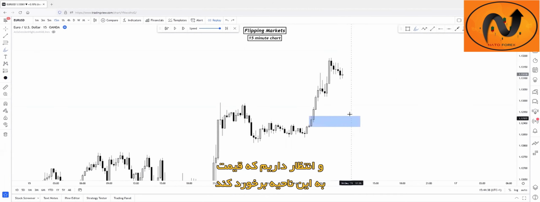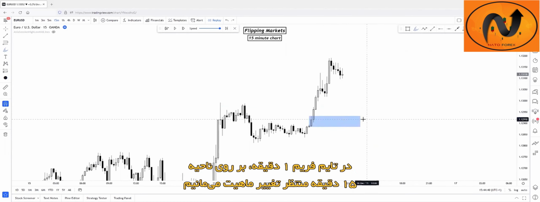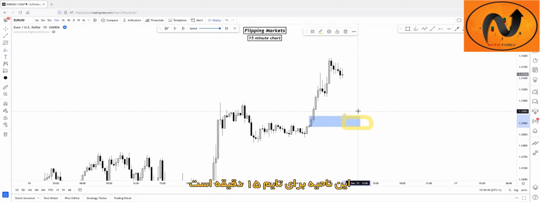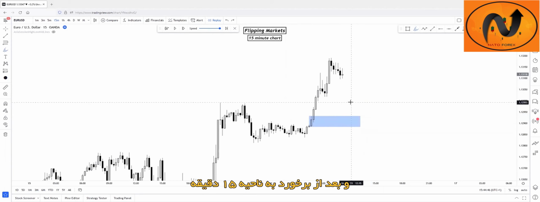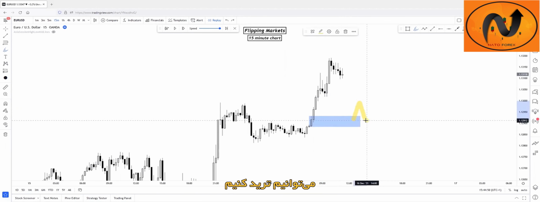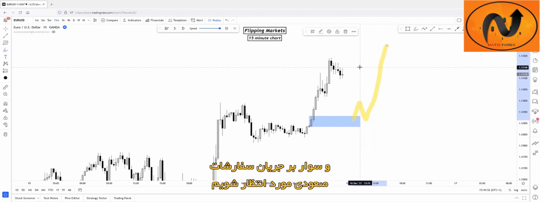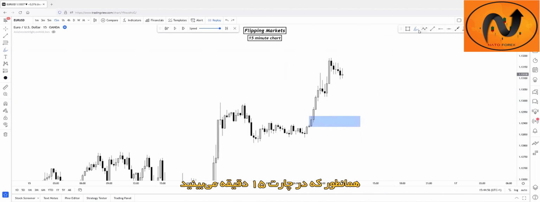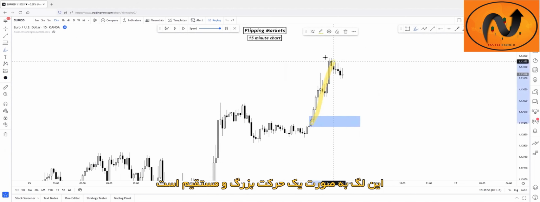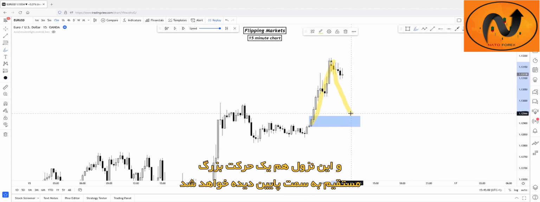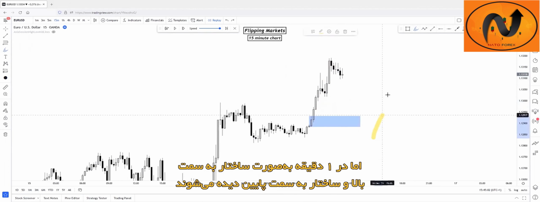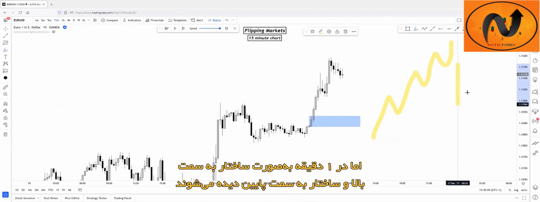We are expecting the tap of this zone. And after the tap of this zone, we will wait for a 1-minute change of character inside of this 15-minute POI, this 15-minute demand zone. And after the 15-minute zone tap and the 1-minute change of character, we can hop in a trade and ride the expectation order flow, which is bullish. Okay, so as you can see on the 15-minute chart, this looks like just one big leg, and this will look like just one big leg to the downside. But on the 1-minute chart, it will look like structure to the upside and structure to the downside.